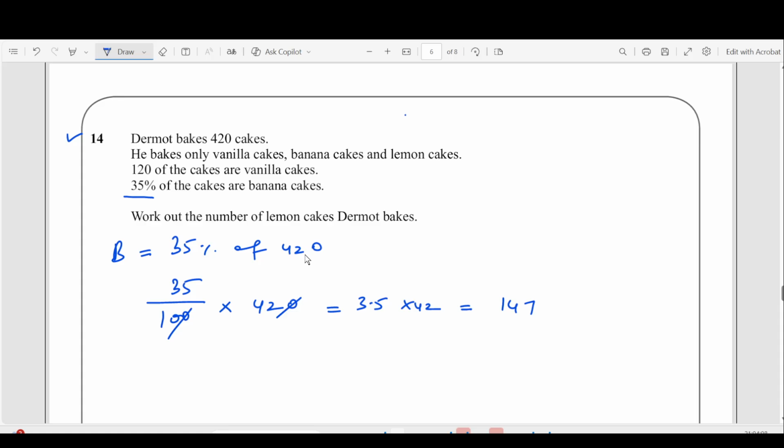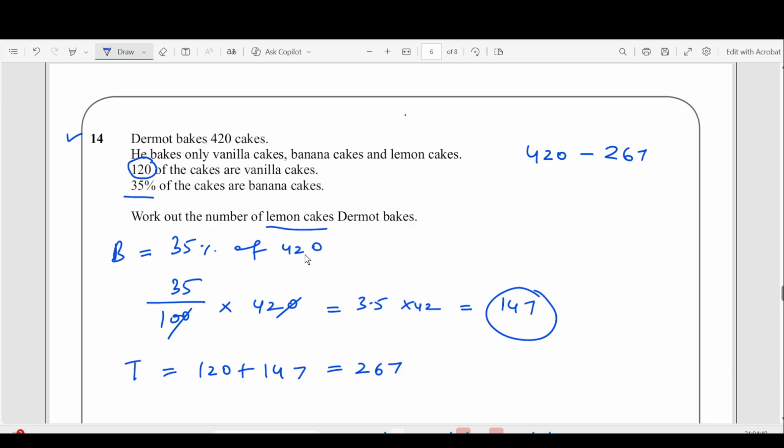Now we need to calculate the total number of vanilla and banana cakes. So this many banana cakes are there and vanilla are 120. So the total would be 120 plus 147, which is 267, right? Now we calculate the number of lemon cakes. This is what we need to calculate. If total cakes are 420 and we subtract the number of vanilla and banana, the rest of the cakes would be lemon, right? So 420 minus 267, which is 153. So the number of lemon cakes that Dermot bakes is 153. Clear?